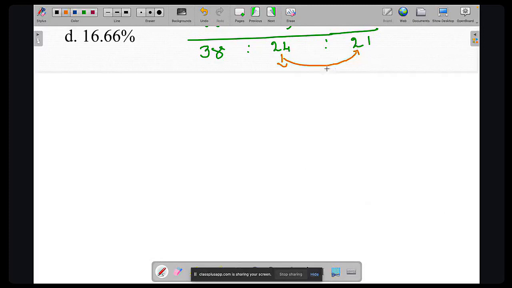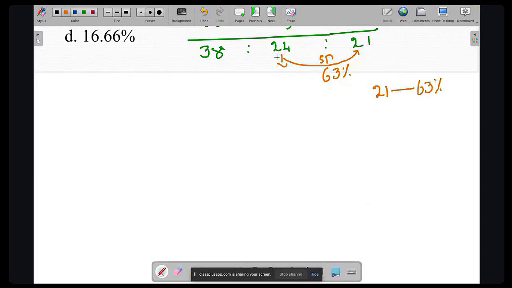37% loss, which means I'm selling that article at 63%. Is it clear? Yes or no? Yes, sir. Which means here 63% is the selling price. This is equal to this. 21 parts is equal to 63%.